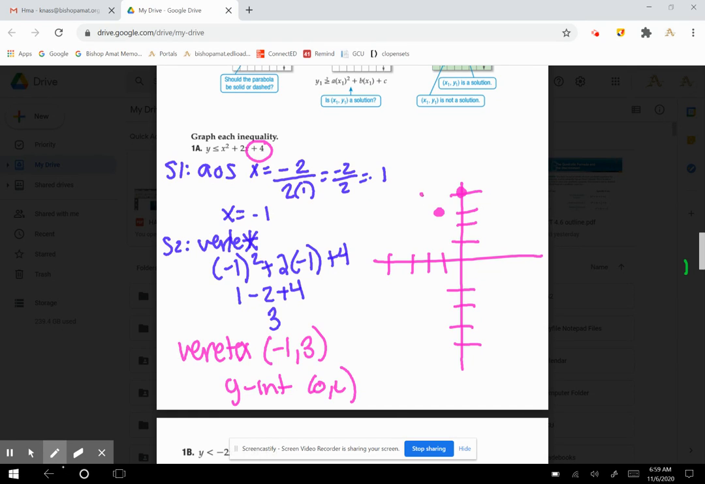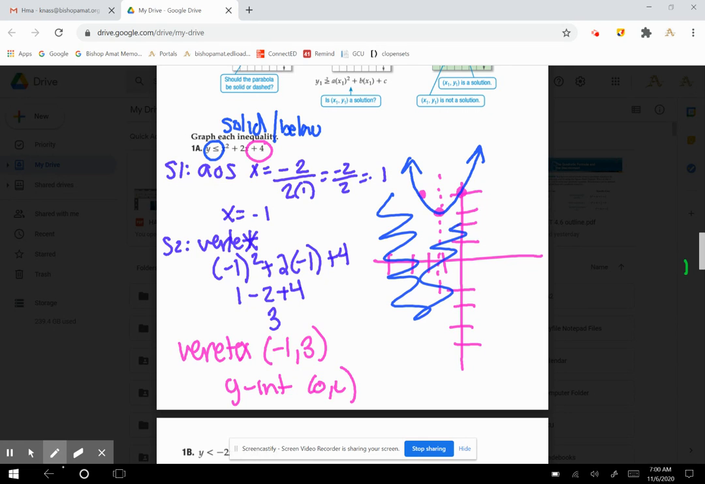Remember, we did the reflection because this was our axis of symmetry. Okay, so let's go to this part. Less than or equal to says that it has to be solid, and you have to shade below the line. So this is a solid line, and you have to shade below the line. So you're shading all below here.